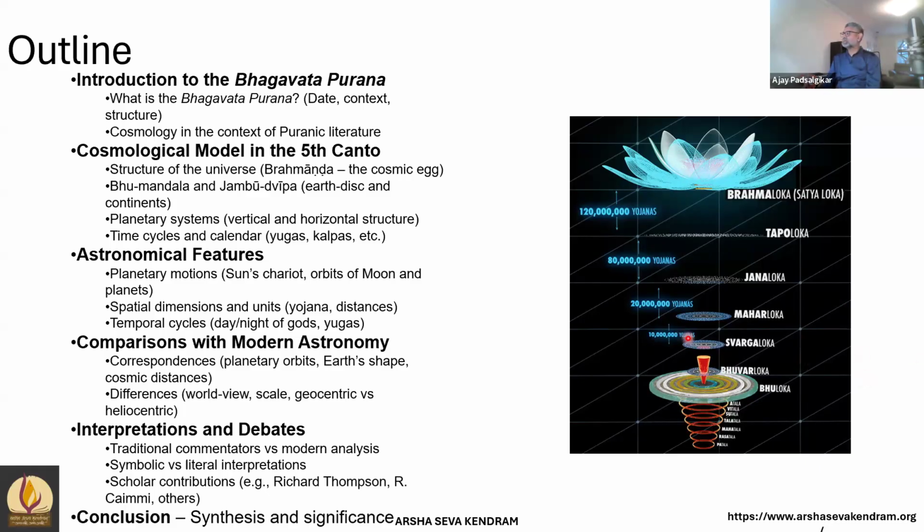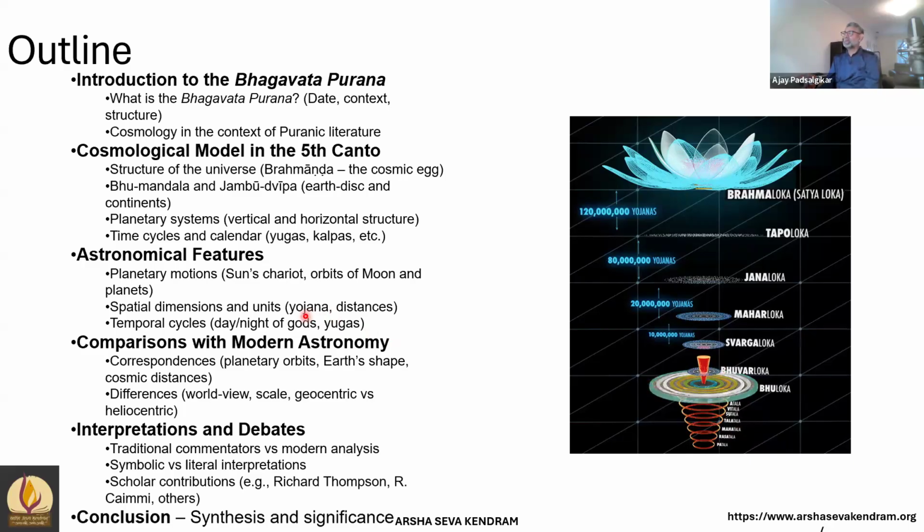Here you have the Bhuloka, then you have the vertical differentiation of the universe as given in the Bhagavata Purāṇa. They also talk a lot about the planetary motions. They talk about the sun's chariot with its wheels, and right in the center is the axis called Mount Meru, Meru Parvat. That is the axis along which the chariot of the sun rides. That is an interesting concept as well.